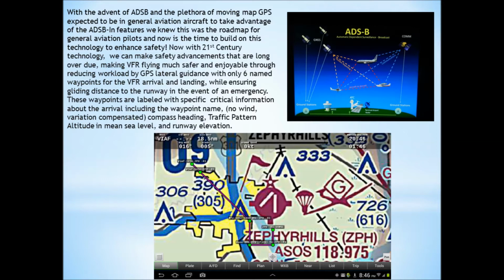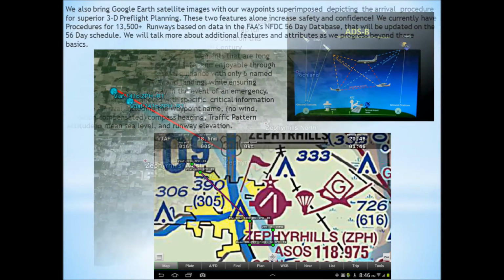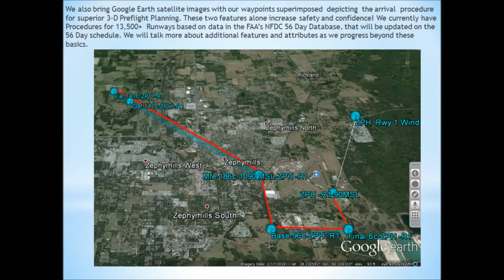These waypoints are labeled with specific critical information about the arrival, including the waypoint name, no-wind variation-compensated compass heading, traffic pattern altitude in mean sea level, and runway elevation. We also bring Google Earth satellite images with our waypoints superimposed, depicting the arrival procedure for superior 3D pre-flight planning. These 2 features alone increase safety and confidence.